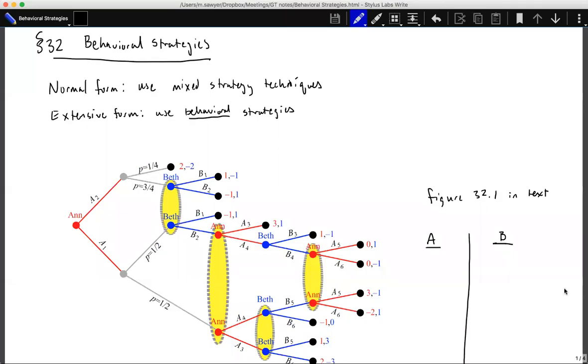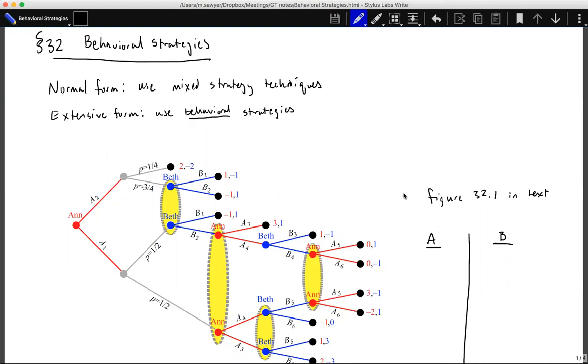Welcome to Game Theory. This is section 32 on behavioral strategies. In normal form in the last section, we talked about using mixed strategies techniques, where if we had a matrix, we could weight each of the pure strategies by a particular proportion to figure out what the expected payoff was with mixed strategies. If we have extensive form, we can use behavioral strategies.